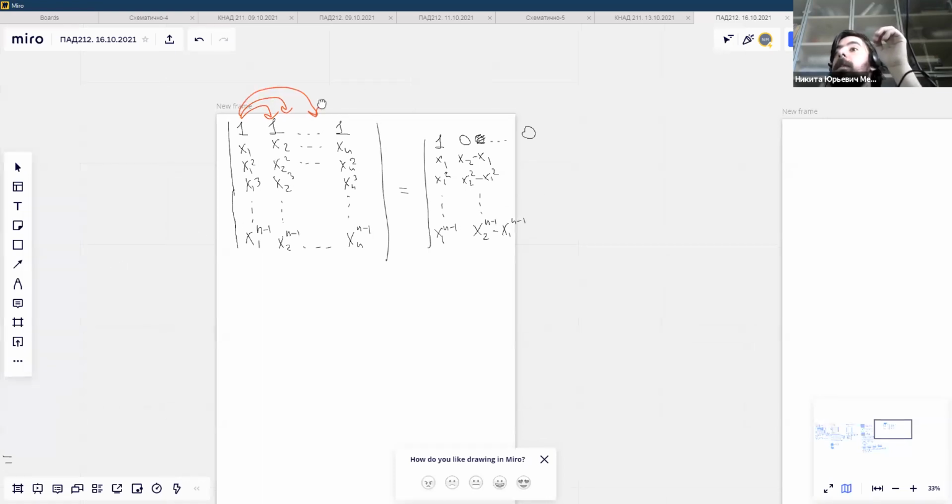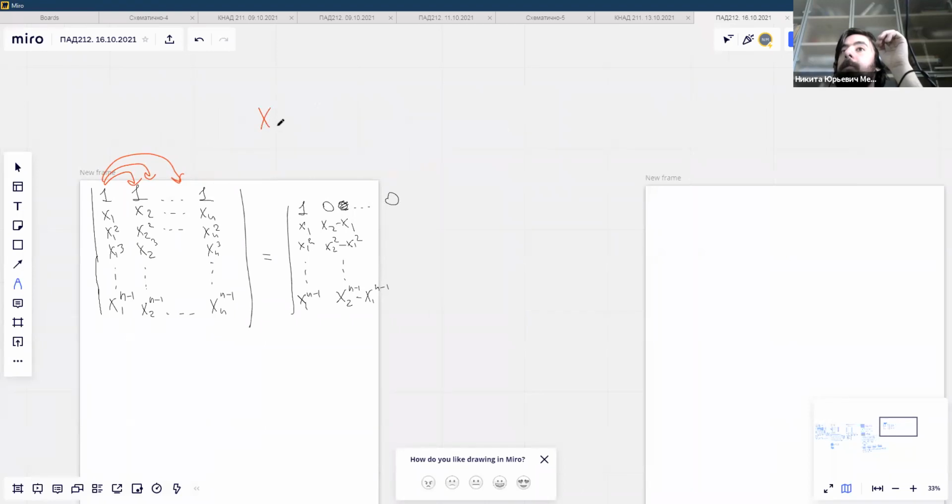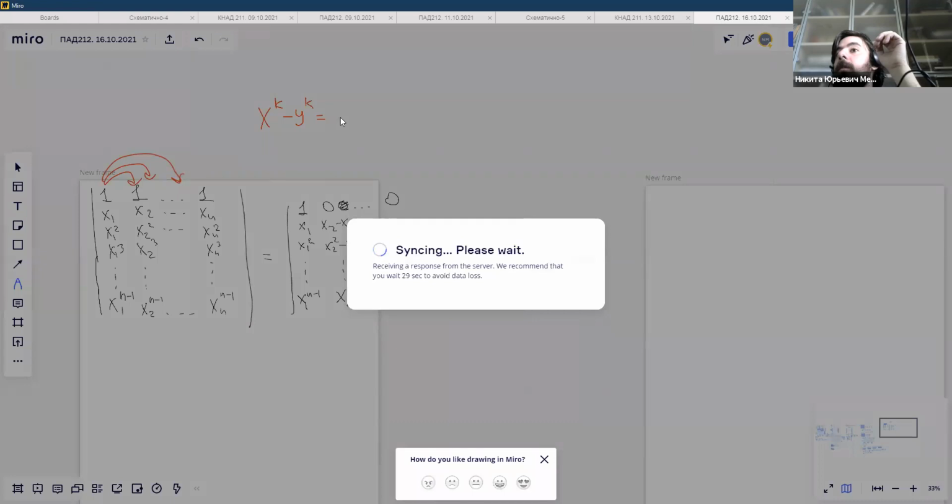And in case someone doesn't know, there is a formula for the difference of k-th powers.